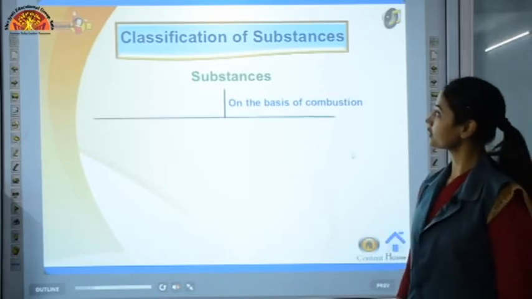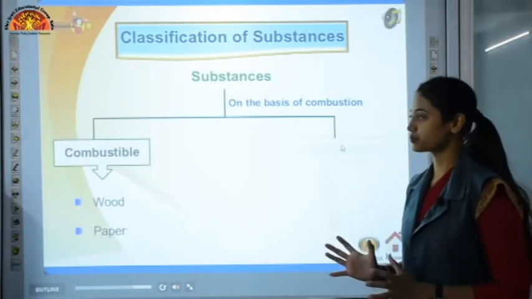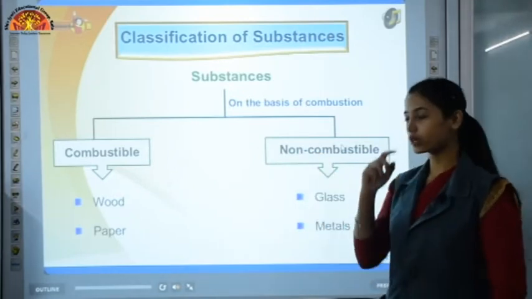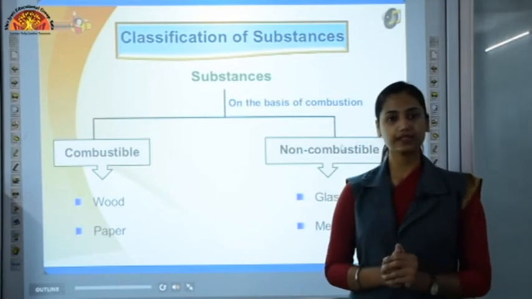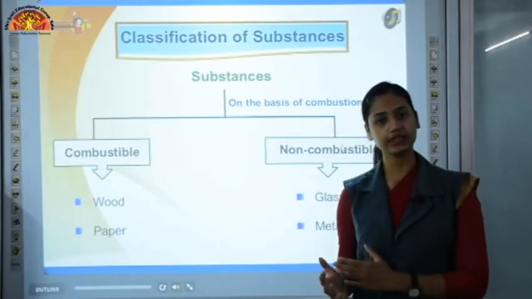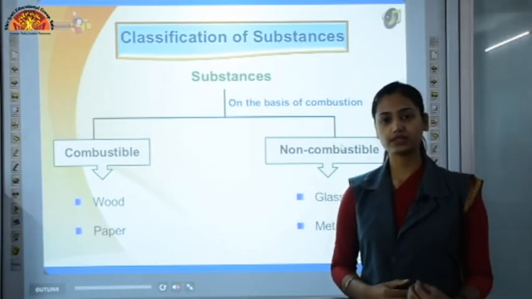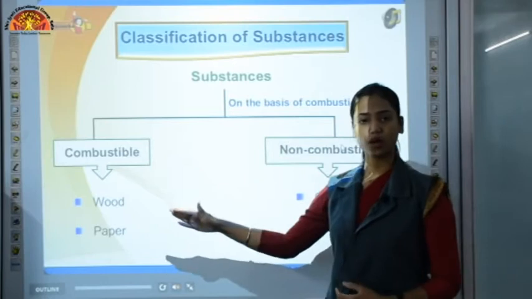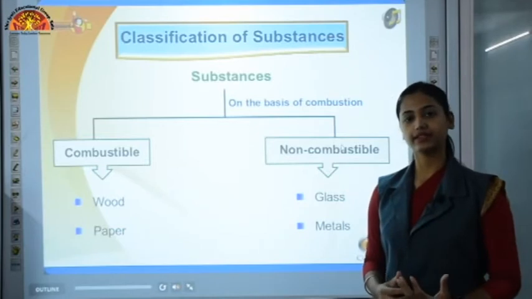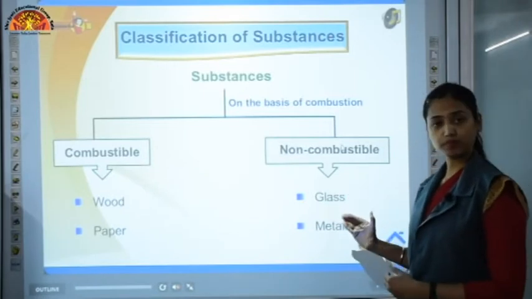Now next is classification of substances. So on the basis of combustion, we have categorized substances into two types: combustible substance and non-combustible substance. Now what are combustible substances? Now you have seen that few substances can burn easily, whereas the other substances cannot burn easily. So the substances which can burn readily are known as combustible substances. Example, wood, paper. Whereas the substances which do not burn readily, they are known as non-combustible substances. Examples are glass, metals. Got it?